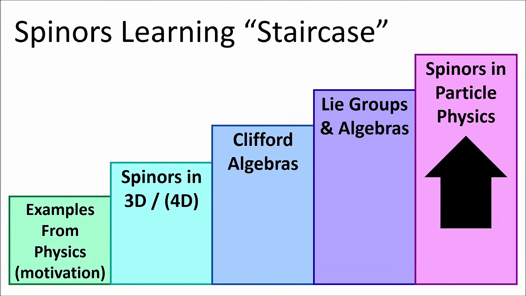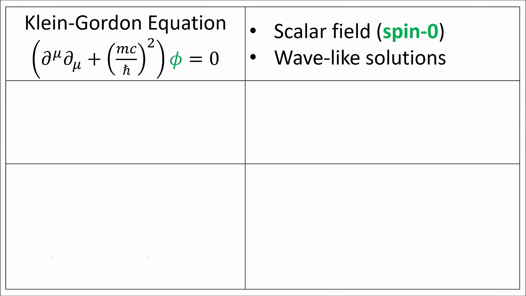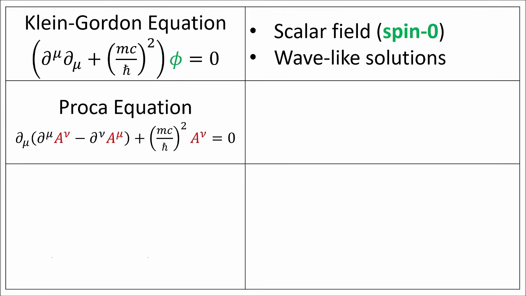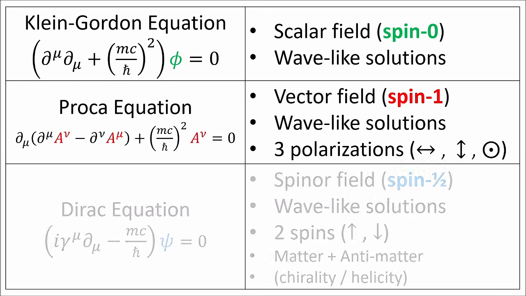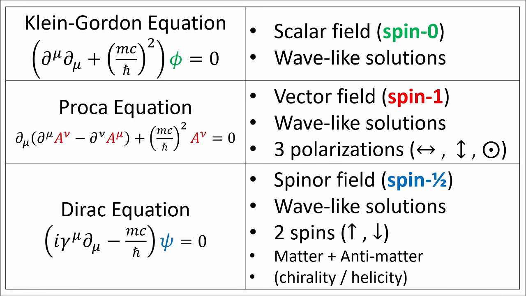We're continuing our videos on particle physics. In the last video, we showed the derivation and solutions of the Klein-Gordon equation for scalar fields. In this video, I'll go over the derivation and solutions of the Proca and Maxwell equations for vector fields. And in the next video, I'll do the same thing for Dirac-Spinor fields.